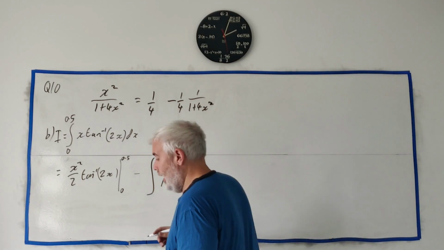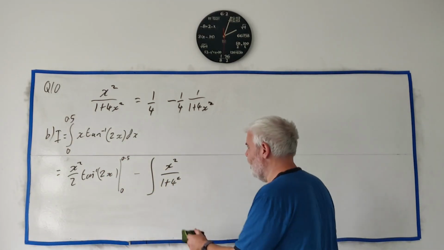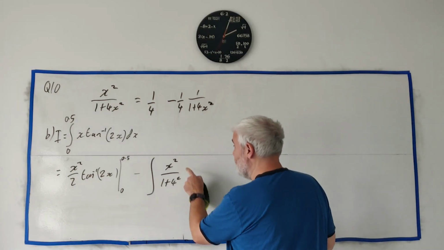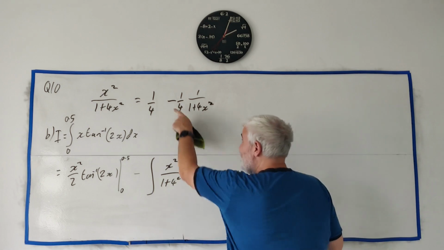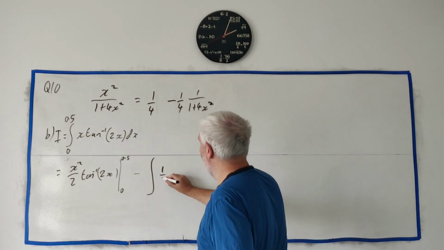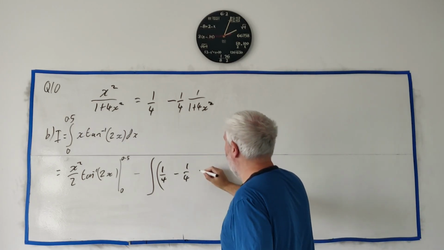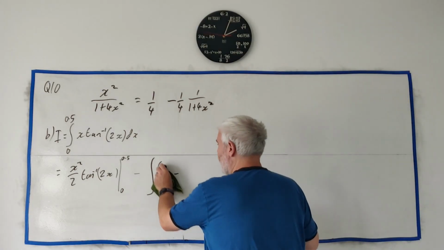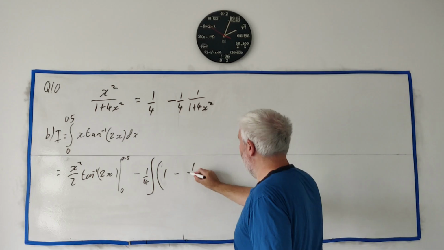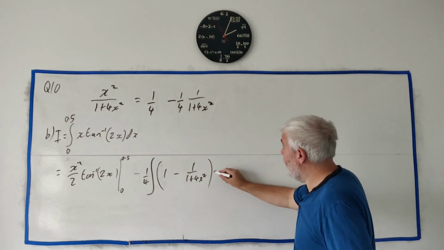First of all, I'm going to save a bit of room because I don't want to write this every time. I'll cheat a bit. You guys can pause, rewind, so please forgive me for this. This here is identical to this, so let's replace that. This becomes 1 over 4 minus 1 over 4. Well, let's take the 1 over 4 out actually. 1 over 4 comes out here: 1 minus 1 over 1 plus 4x squared dx.